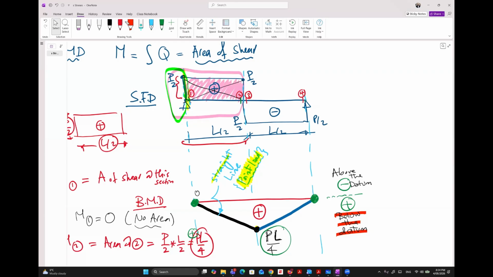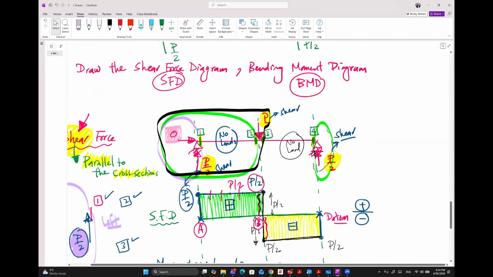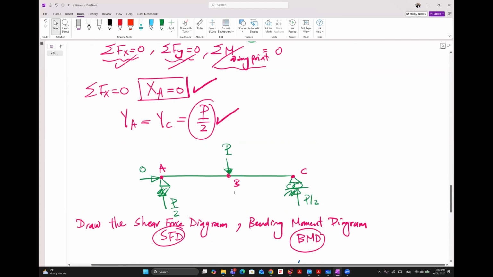Okay, that's good. So now if I ask you another question about this moment, where is the maximum moment location, guys? PL over 4. Yeah, location, not the value. The value, you know the value. What is the location? In the middle. Middle, between point what? Point P, yeah.